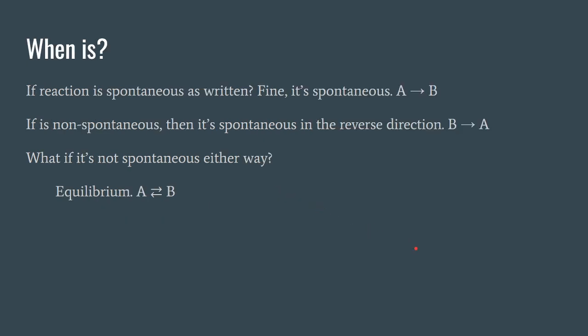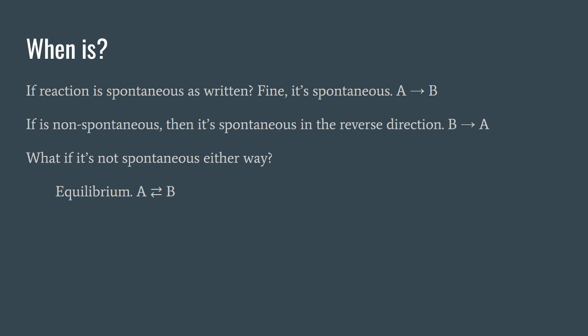If a reaction is spontaneous in the way it's written, A to B, then it's spontaneous. Great. Not a problem. If it is non-spontaneous, then it is spontaneous in the reverse direction. If A to B is non-spontaneous, B to A will be spontaneous. And if it's not spontaneous in either direction, then it's at equilibrium.